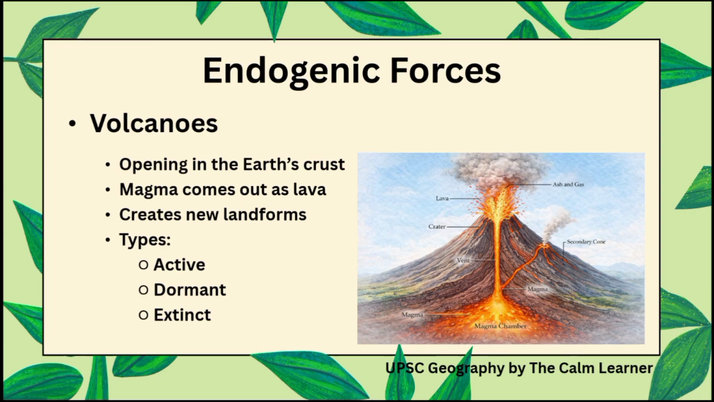Now, on the basis of their activity, volcanoes are classified into three types. First are active volcanoes, which erupt frequently. Second are dormant volcanoes, which are inactive at present but may erupt in the future. Third are extinct volcanoes, which are not expected to erupt again. So, volcanoes play an important role in shaping the Earth's surface.